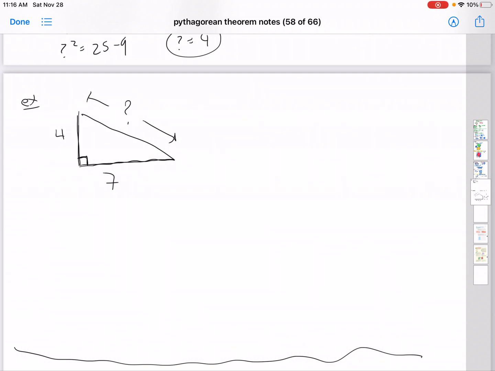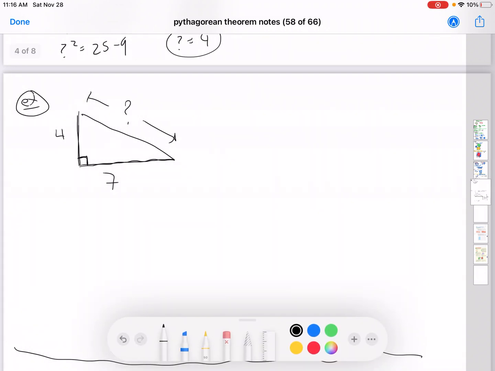Continuing in our discussion, here's just another example with the Pythagorean Theorem, and I say, hey, what's the length of the hypotenuse here? Well, again, this would say that 4 squared plus 7 squared equals question mark squared, or 16 plus 49 equals question mark squared. And so what do we get? 65 equals question mark squared.